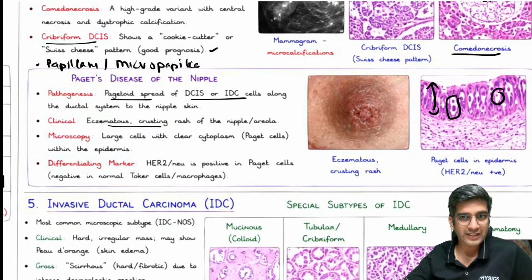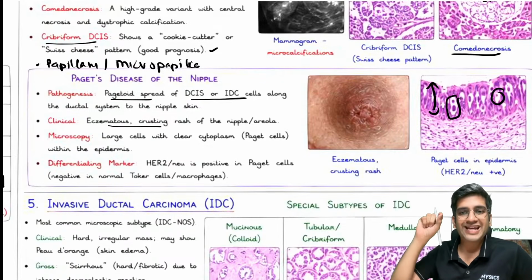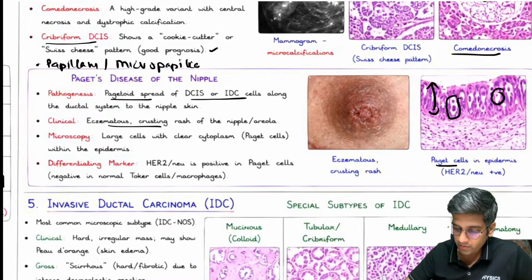Nipple is squamous epithelium, right? It's a squamous epithelium, and the large atypical cells inside the squamous epithelium is diagnostic of Paget cells, and I want you to remember that.